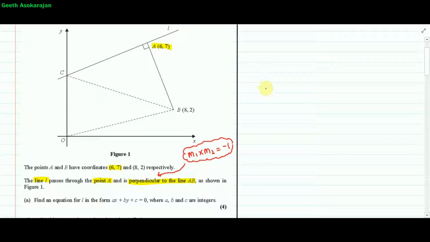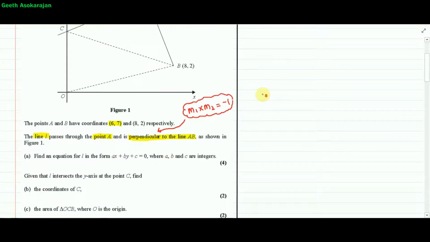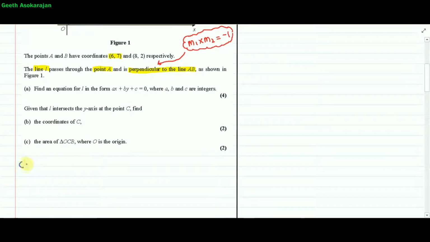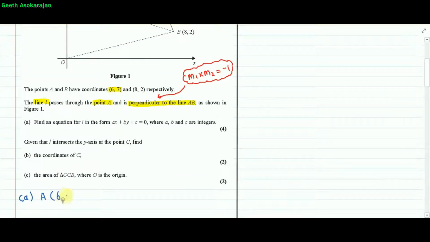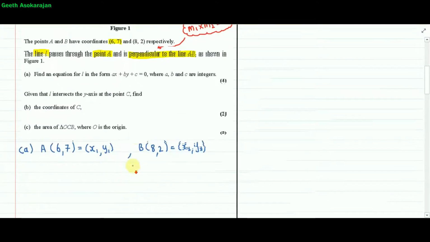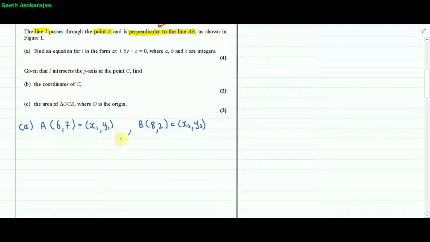So if I revert to blue, let me start over here, so here's part a. So we know the coordinates of A. From the question, the coordinate of A is 6 and 7. Let me name this x1 and y1. And we know the coordinates of B from the problem, it's 8 and 2. So let me name that x2 and y2. So using the coordinates of A and B, let's work out the gradient of AB. Let me name that gradient m1, say.